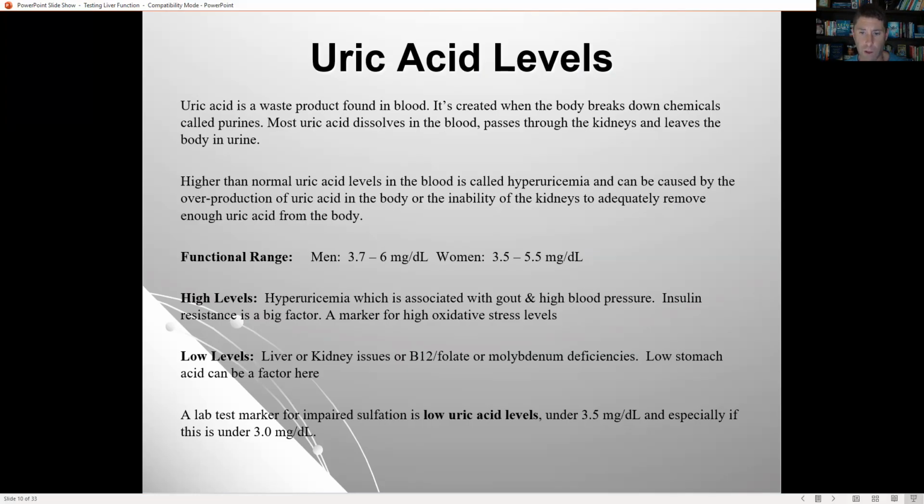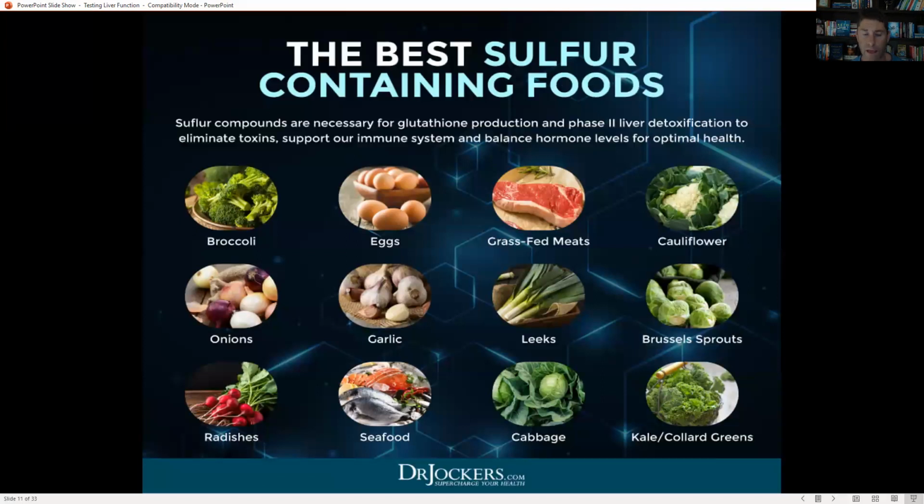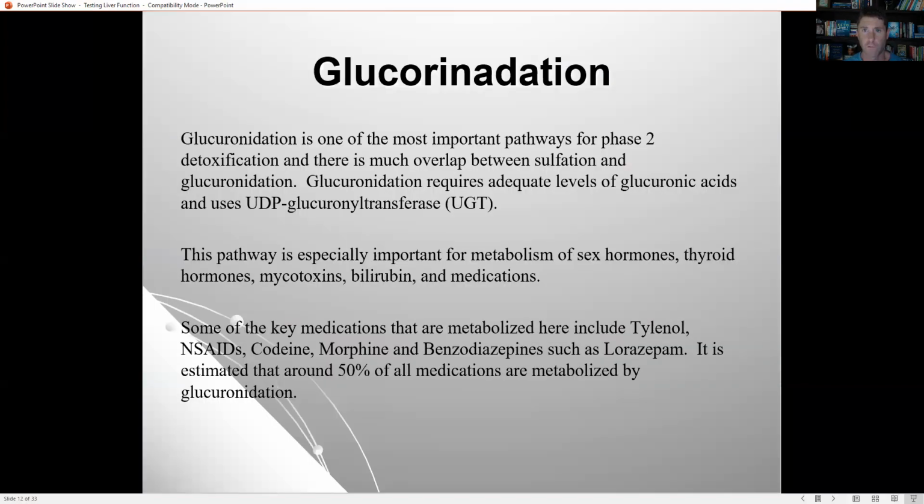So again, it's a waste product, but it's something that we need to do. We need to be able to break it down from these purines, right? Or we get other toxic metabolites that are formed as well. So sulfur compounds are necessary, right? So we talked about some of the best foods, again, broccoli, eggs, grass-fed meats, cauliflower, Brussels sprouts, leeks, garlic. Seafood can be a really good source, cabbage, kale, collard greens, radishes, right? So these are kinds of foods we want to be consuming to support phase 2 detoxification.